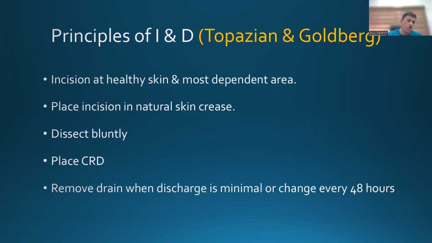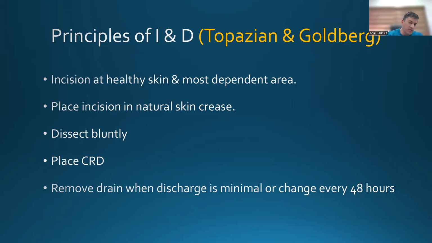Second principle, always try to make the incision in a natural skin crease so that when it heals, it causes minimum possible scarring. Take the sinus forceps and dissect bluntly. Because we are entering into a deep space, there are important anatomical structures like glands, blood vessels, and nerves, and we do not want to cause any inadvertent injury to them. That is the reason why you should always dissect bluntly. After we have established the drainage, place the corrugated rubber drain and secure it in place.